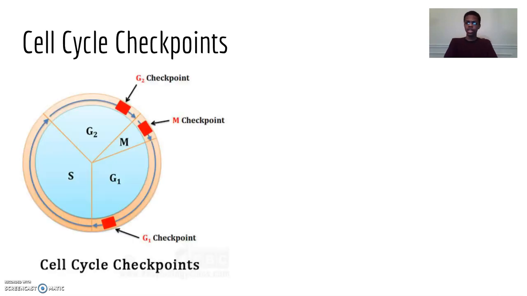So the M checkpoint occurs after the prometaphase of mitosis. Cells that pass through this have to have all of their chromosomes attached to spindles within the cell for later division. The G1 checkpoint signals just whether or not it's ready to grow, if it has the right nutrients and growth factors.